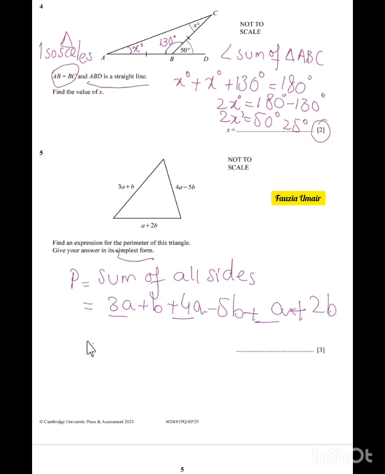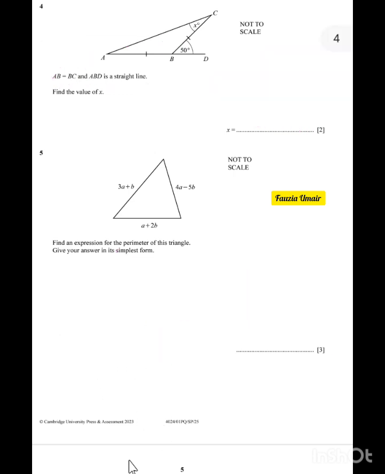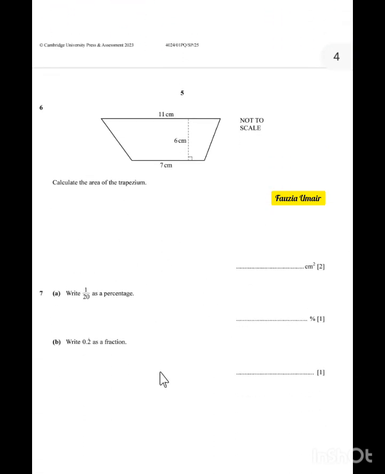So like terms should be combined. A terms should be combined together, all are positive, so it would be 8a, and b terms would be combined, so minus 5 plus 2 plus 1. So plus 3 minus 5 would be minus 2b. So if you cannot do it directly, you can arrange these ones so that you can solve them easily.